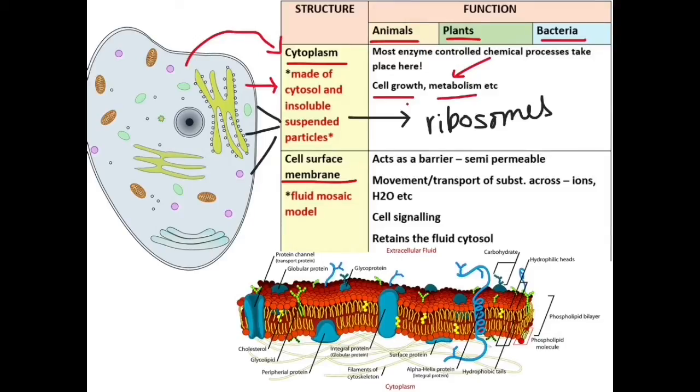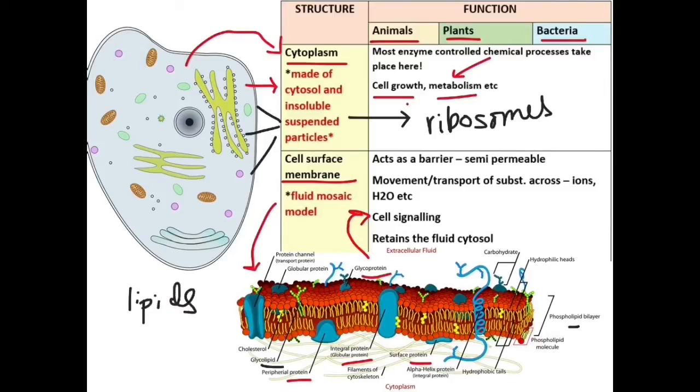Secondly, the cell surface membrane is portrayed as the fluid mosaic model that surrounds the cytoplasm, retaining the cytosol. The cell membrane also consists of different proteins aiding in cell signaling. It is semi-permeable and is responsible for the movements of different molecules in and out of cells through passive transport, or water through osmosis, and ions through active transport.